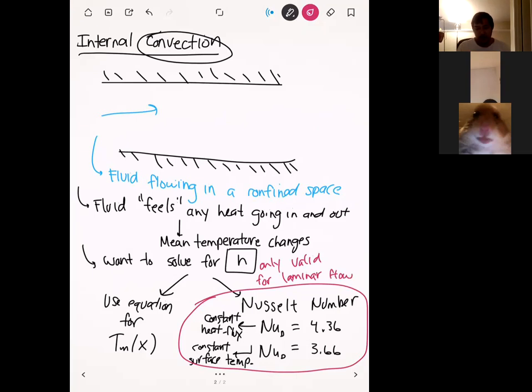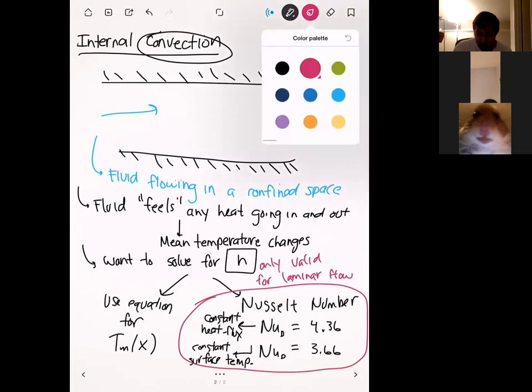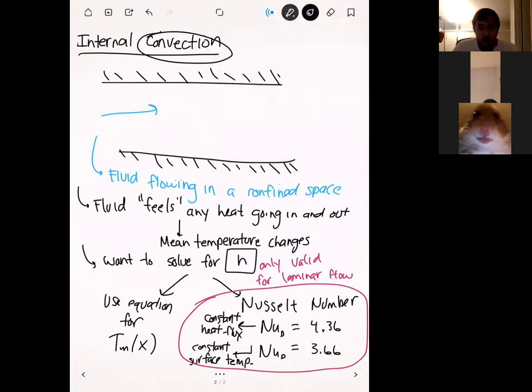Okay. And so if you have turbulent flow, then you can't use a Reynolds number correlation. Actually, there's one that you can use later that we'll see. But for now, these simple Reynolds numbers, 4.36 and 3.66, are only for laminar flow. Okay. All right.